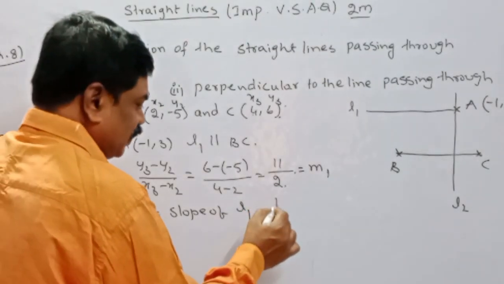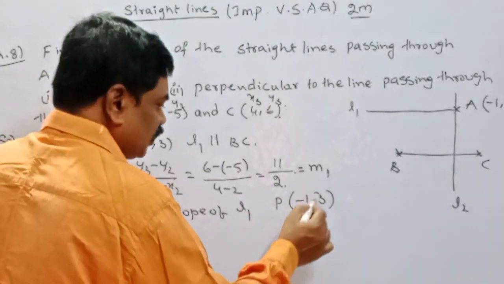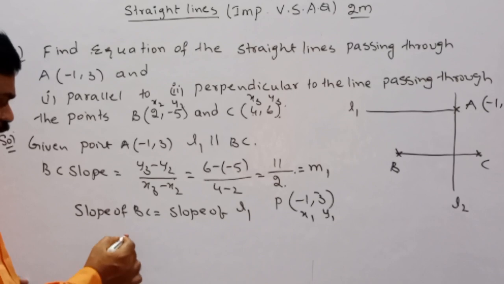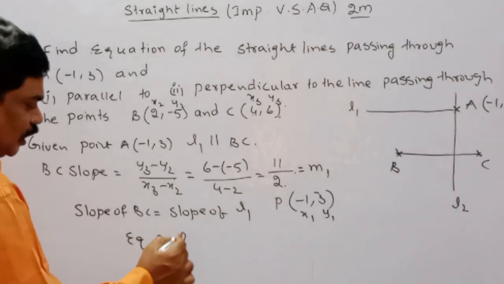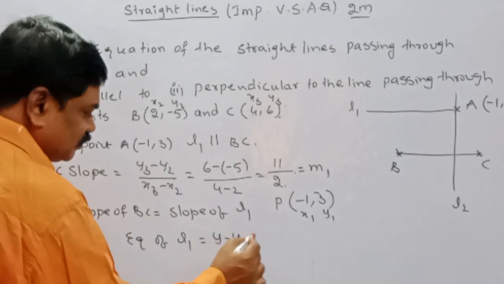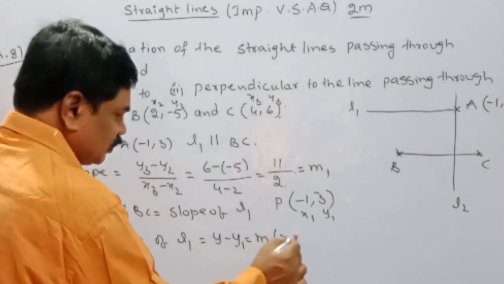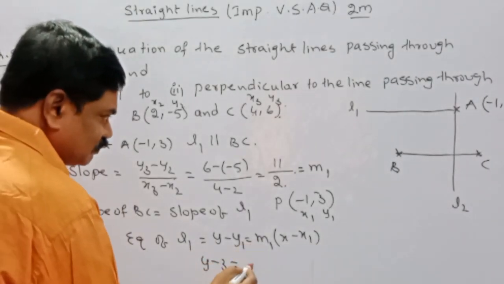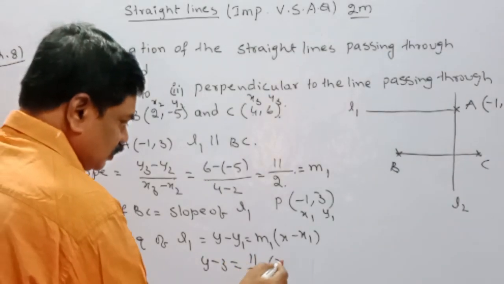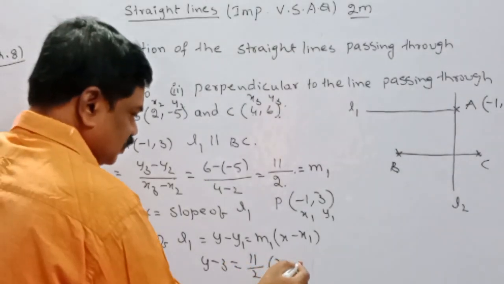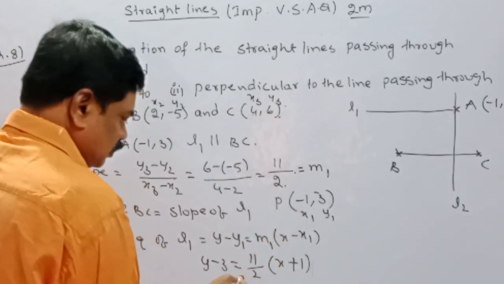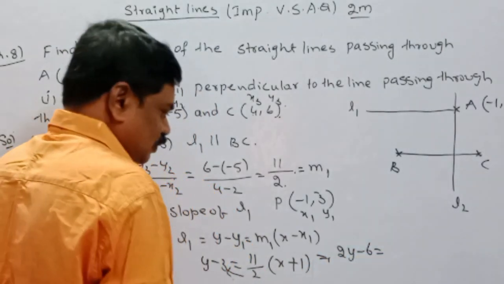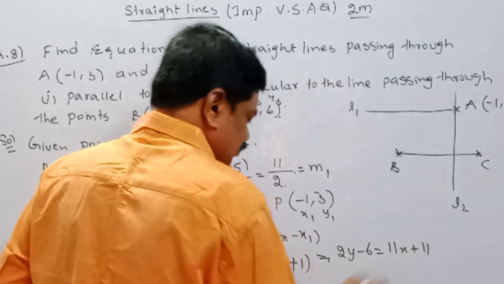Then the point is P(-1, 3). Let us take this as (x1, y1). Then what is the equation? The equation of L1 is y minus y1 equals m1 into x minus x1. So y minus 3 equals m1, which is 11 by 2, into x minus x1. This is minus into minus plus 1. By cross multiplication, 2y minus 6 equals 11x plus 11.